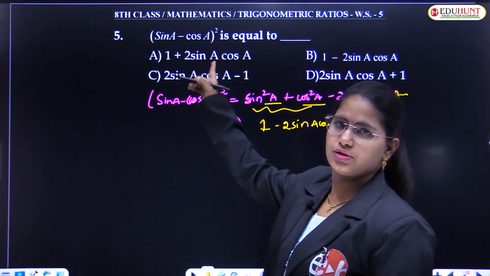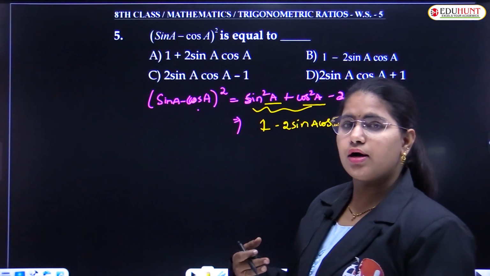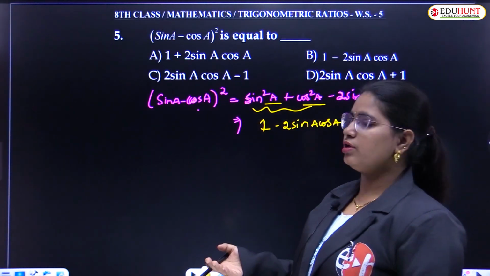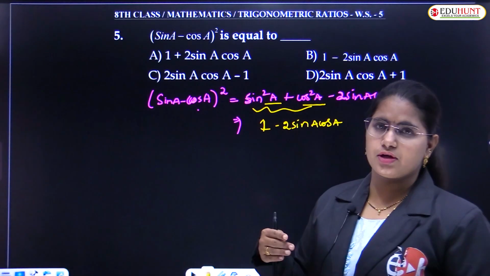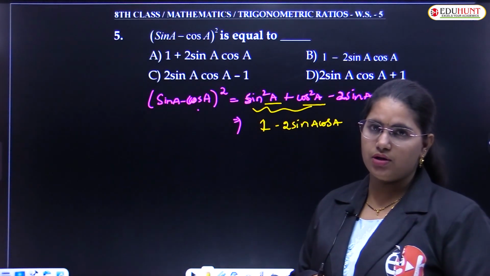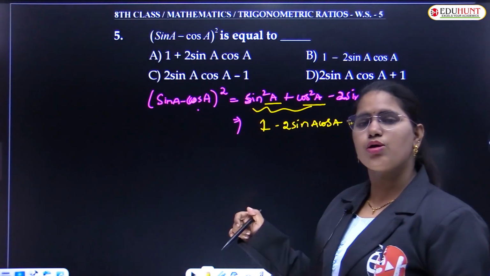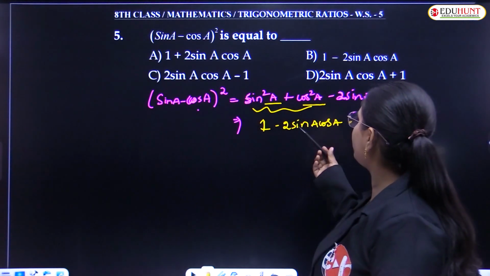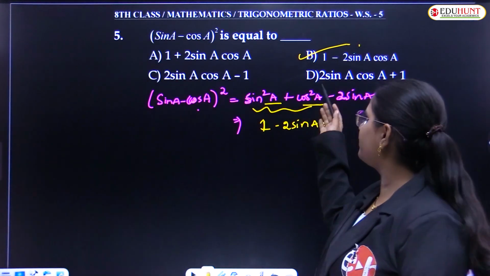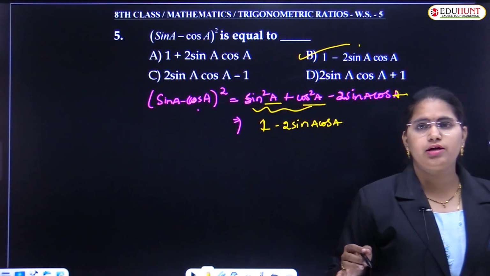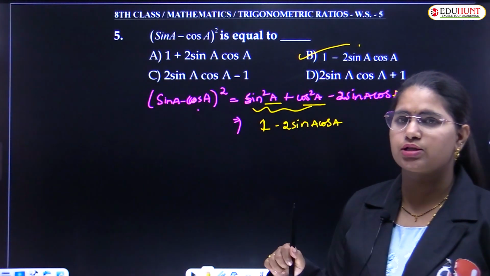Let me check in the options. You need to get habituated to getting the answer; it should be visible in the options. You need to get habituated to answering such types of questions. So what is the answer here? You got 1 minus 2 sin A cos A. Right? So where do you find it in the options? It's option B, right? 1 minus 2 sin A cos A will be option B. Am I clear with this, guys? Understood? Can I get to the next question?